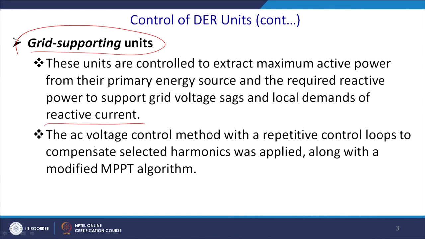Because the microgrid can take care of the reactive power flow control, the grid can then concentrate on the real power flow. Thus, the AC voltage control method with a repetitive control loop to compensate selective harmonics was applied. That can be one of the applications for power quality issues, along with a modified MPPT algorithm, so that it can dispatch the maximum power to the grid.